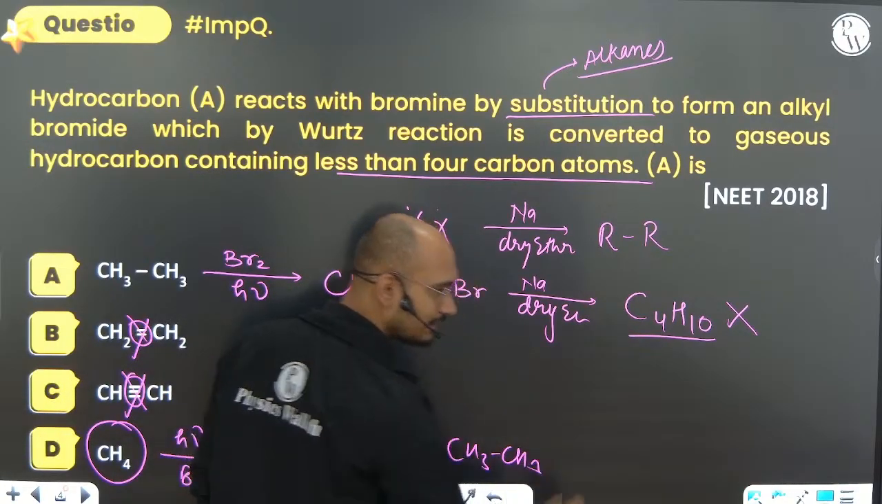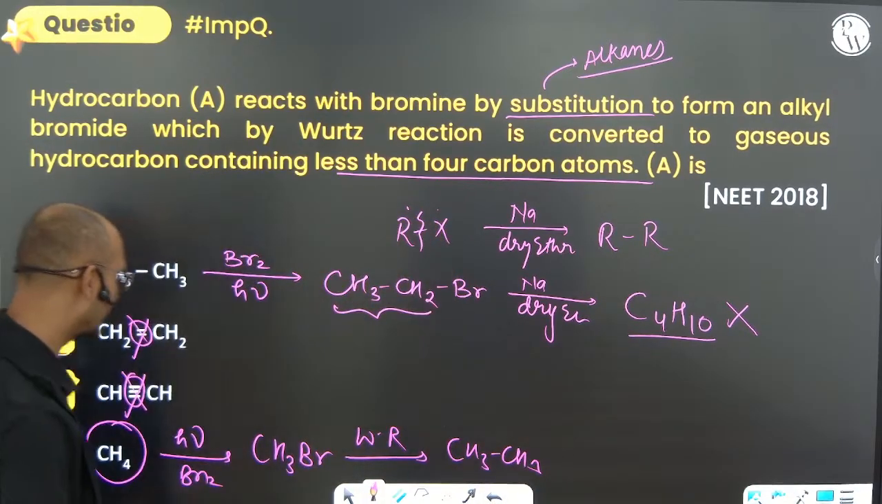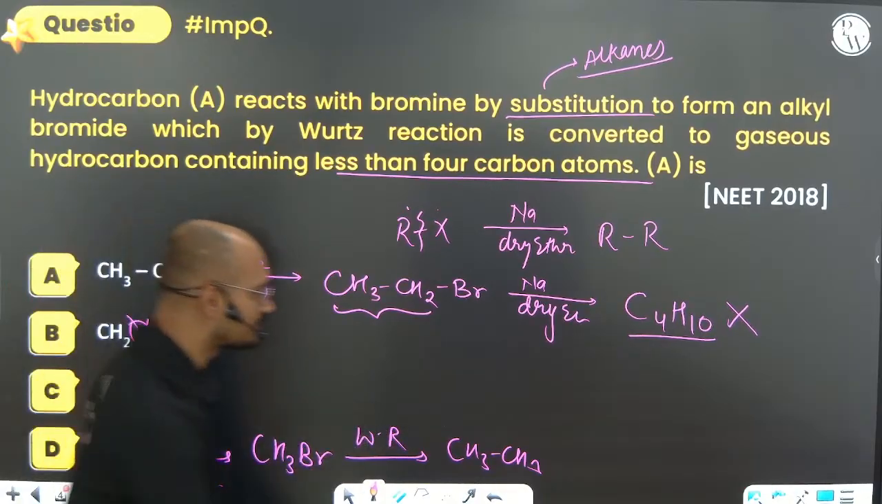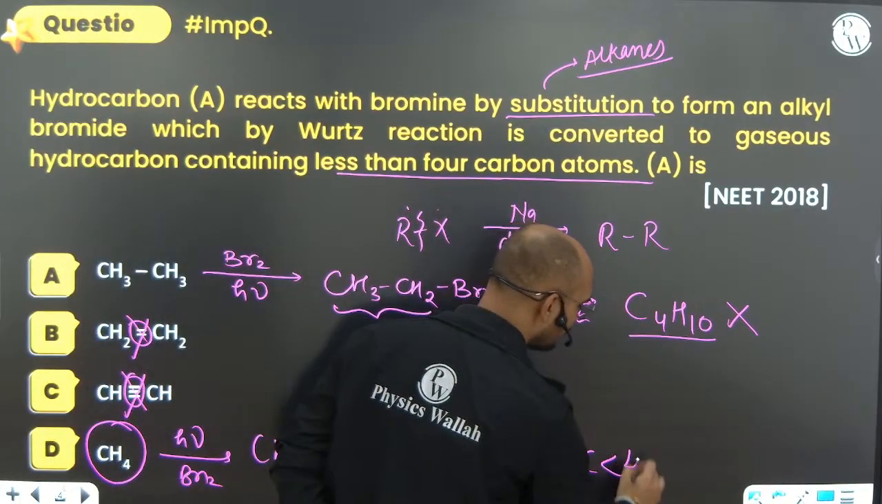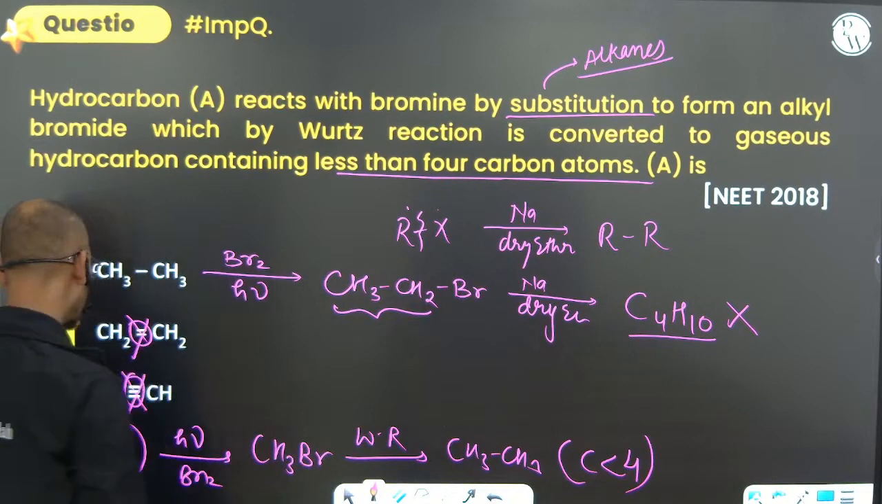CH3, not a big deal. Easy one, right? It's very easy. So there it is. Of course, we can see that the number of carbon is less than 4. So option D is the most appropriate option.